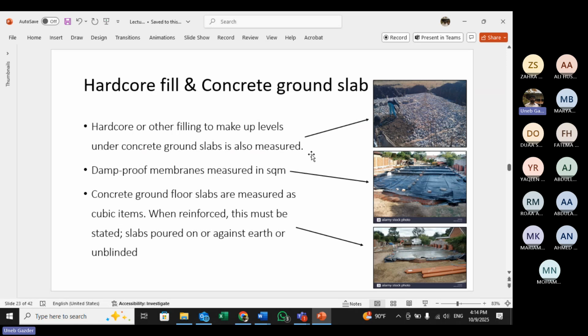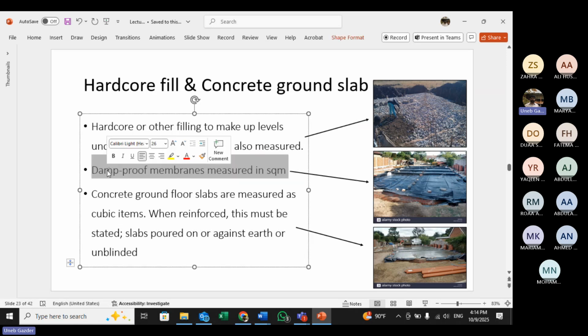You can see they are using aggregates here. So it's strong solid aggregates. Then over the aggregates they will put damp-proof membranes, which are measured in square meters. They are for the protection against water seeping from the top or from the ground.